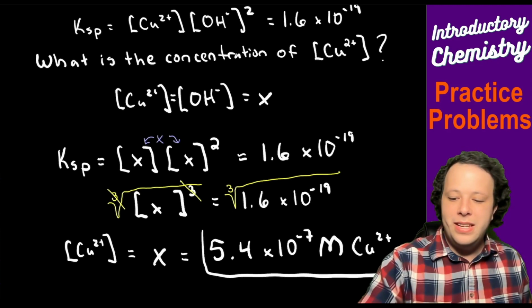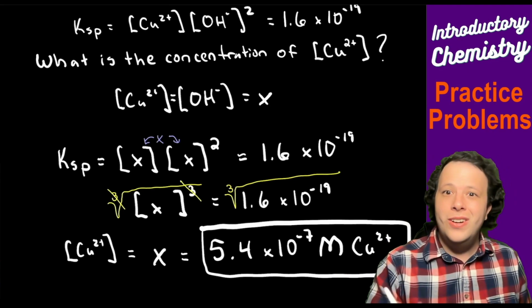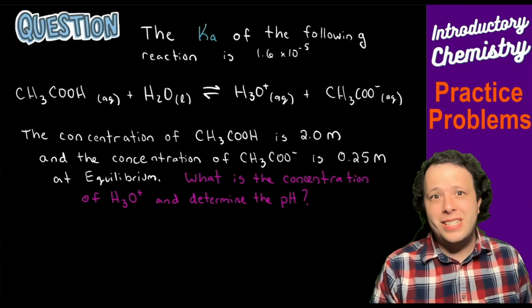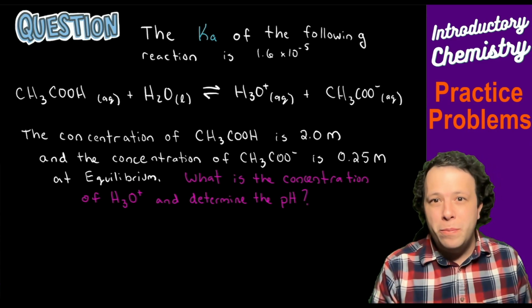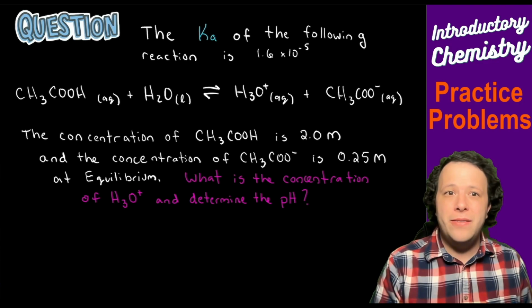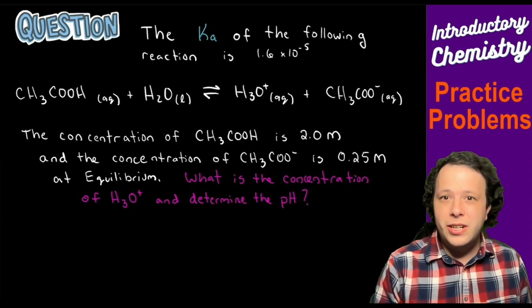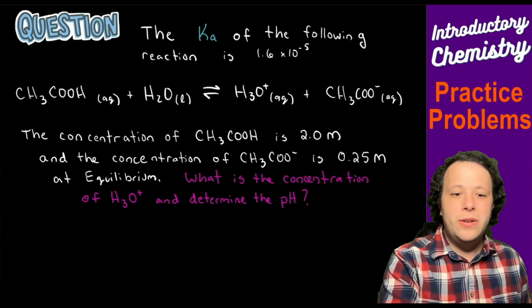So this is something that, if you're taking future classes, is a future concept. On to the next. Okay, let's do our last practice problem for this set. The Ka of the following reaction is 1.6 times 10 to the negative 5, meaning that we have a reaction of acetic acid, so CH3COOH, and it's reacting with water to create H3O+ and CH3COO-.